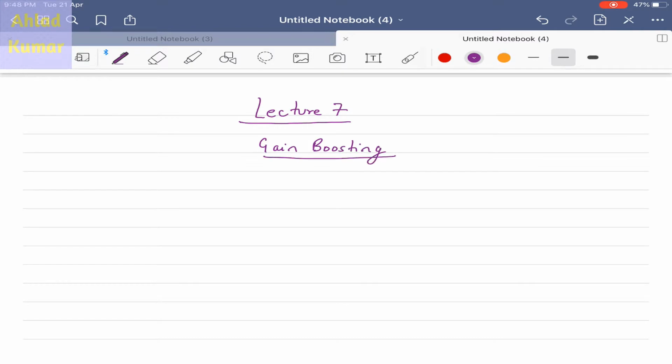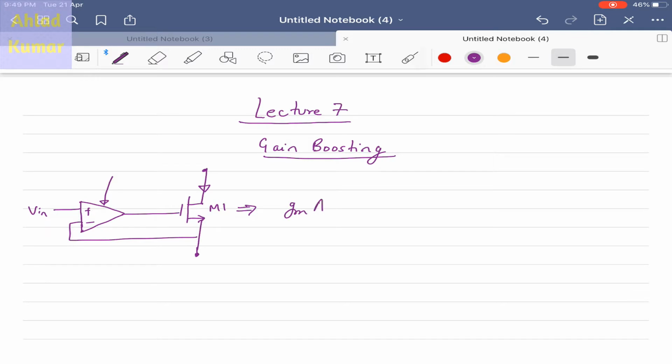So recall that last time what we had done, we used the gain boosting technique to increase the gain of the MOSFET M1 using negative feedback like this. So what happened when we applied this operational amplifier in a negative feedback mode? It has increased the Gm of this transistor by Gm times A, where A is the gain of this operational amplifier.